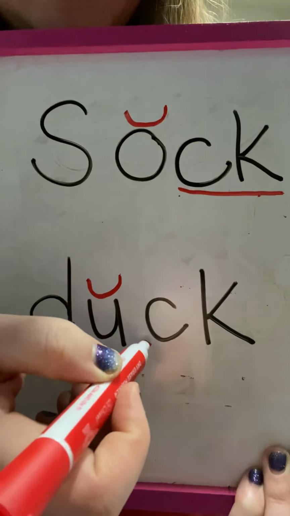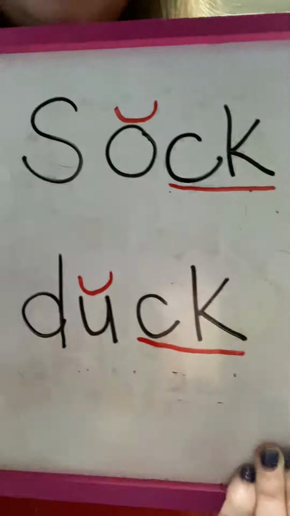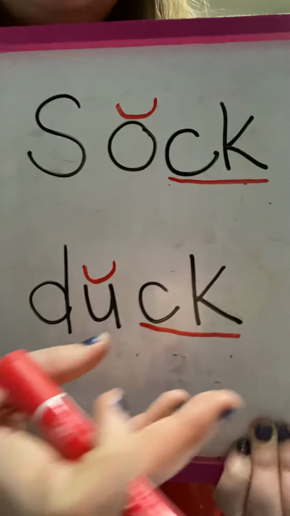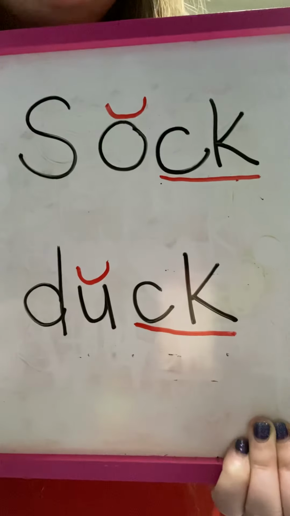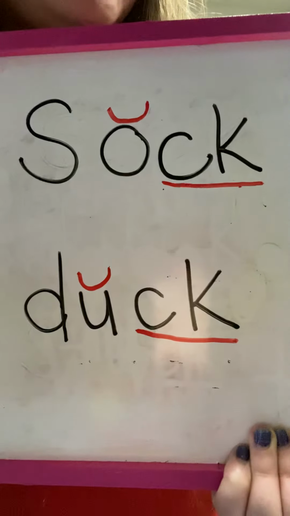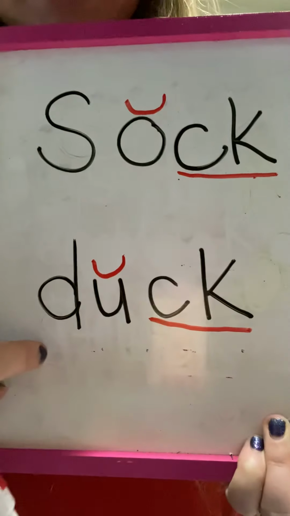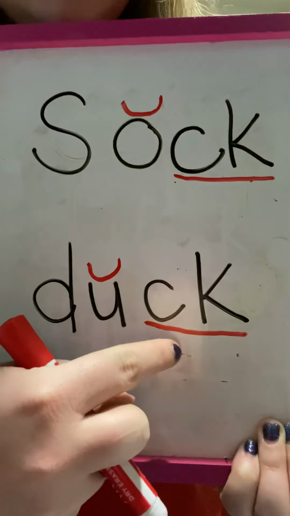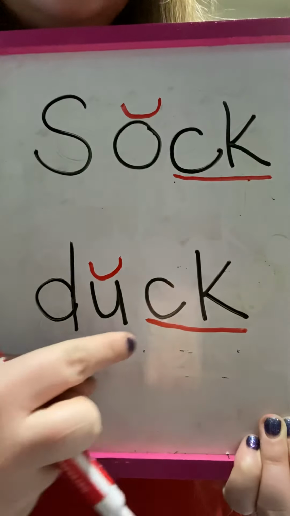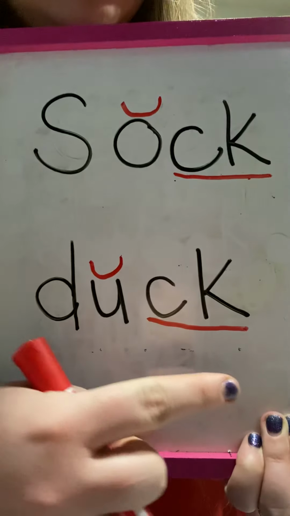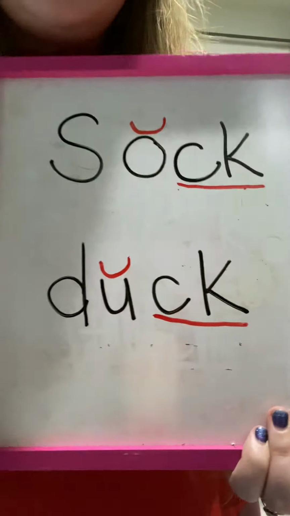And then we code our digraph, which was our CK. We put a line underneath it to show that the C and the K are two letters that are pulled together to make one single sound, and our sound is K. So we have D, uh, K, D, duck. And that is all that we have today for our Saxon.